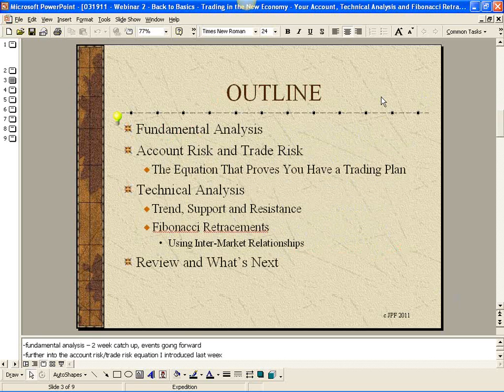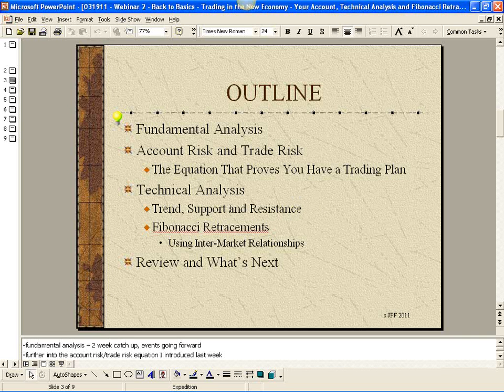All right, so the outline for this evening, we're going to touch on fundamental analysis, as we always do. Then we'll get into account risk and trade risk. Again, there's an equation that proves you have a trading plan. So again, I'm hammering here on trading plans. There's a couple steps that ensure we have a trading plan, and that is going through account risk and trade risk. Then we'll go into technical analysis, talking about three key terms: trend, support, and resistance. I tell a lot of my students and my clients out there that if you know these three key words, not only can they keep you out of a lot of trouble, but they can make you money.